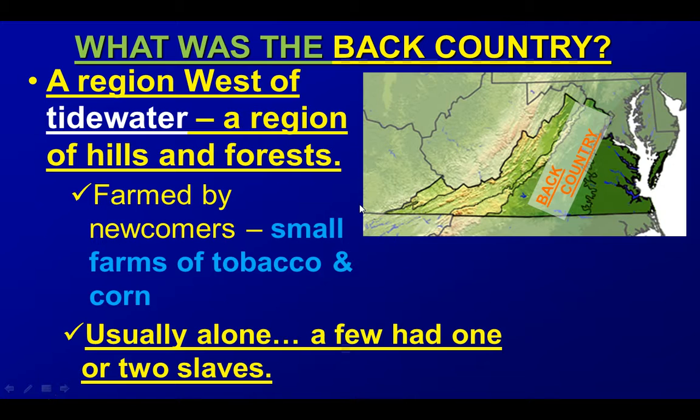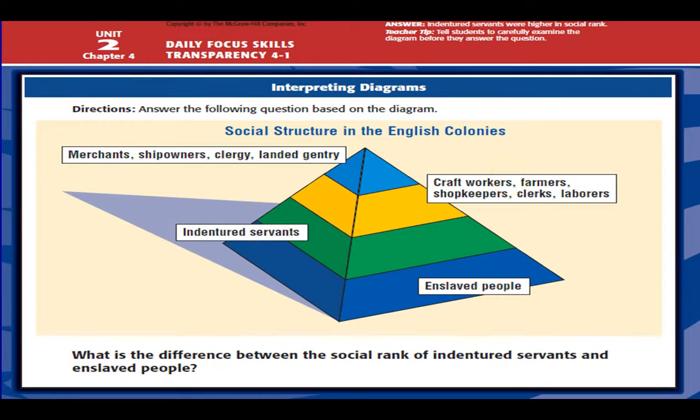There's another region called the backcountry, right? Moving inland a little to the west. This is the region west of the Tidewater. It's a region of hills and forests farmed by newcomers, right? This is where our indentured servants and Bacon's Rebellion people were going, poor people, smaller farms, growing tobacco and corn, but less profitable, and you would see fewer slaves per owner if you did own slaves there because of the geography. Again, usually 1 to 2 slaves farming alone out there in the further regions of the West, a little bit more disconnected from the East.